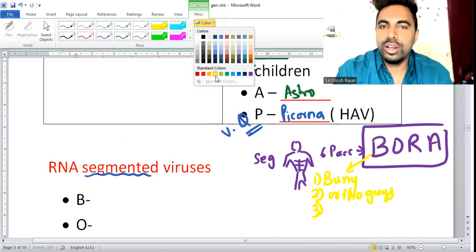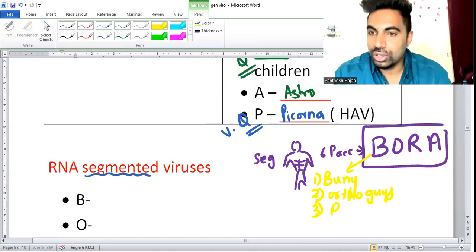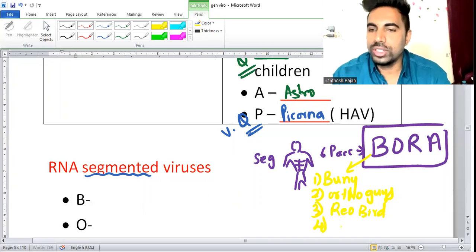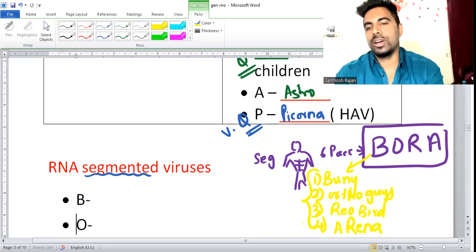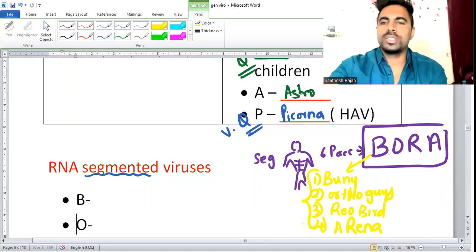And then R, R for who else is having rheobirds, rheobirds could be packs hai. They also like six pack rheobirds. Dekho aajkal birds ko bhi six pack ka zarurat ho gaya. And the last one is A for arena, this ladki also likes to have a six pack. Bunny, ortho, rheobird, arena ho gaya. Isse aap bilkul mistake nahi karogi.